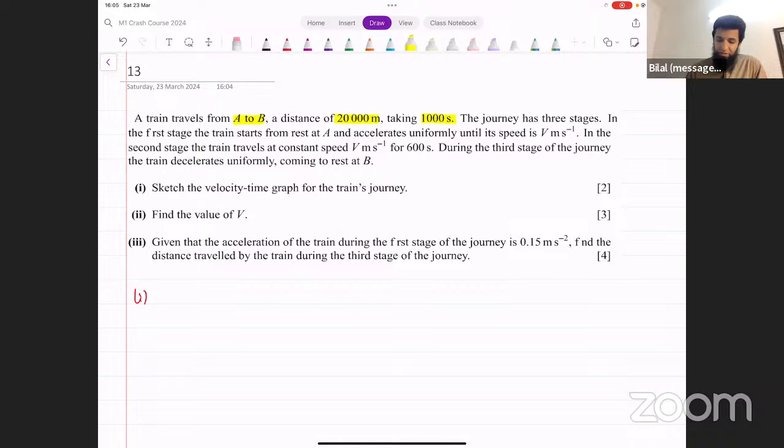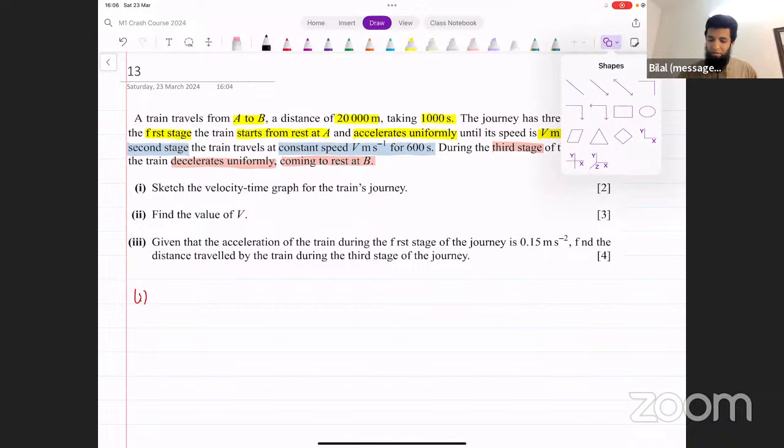It has 3 stages. In the first stage, the train starts from rest at A and accelerates uniformly. That means it's constant acceleration until its speed is v meters per second. In the second stage, the train travels at a constant speed v for 600 seconds. And during the third stage, the train decelerates uniformly, coming to rest at B. Sketch the velocity time graph for the train's journey.